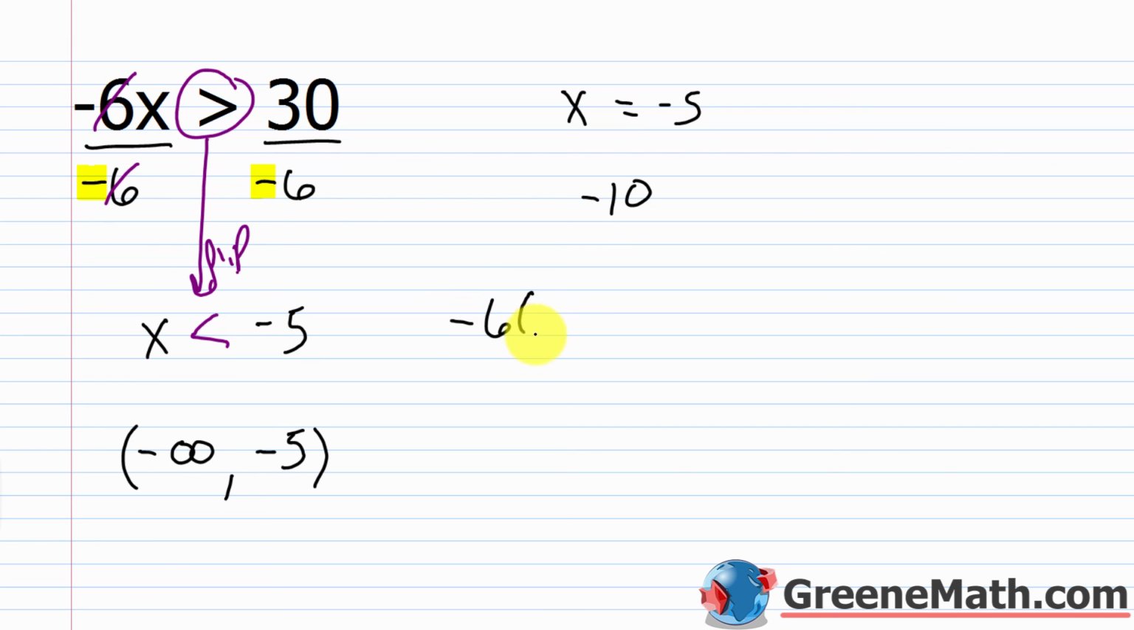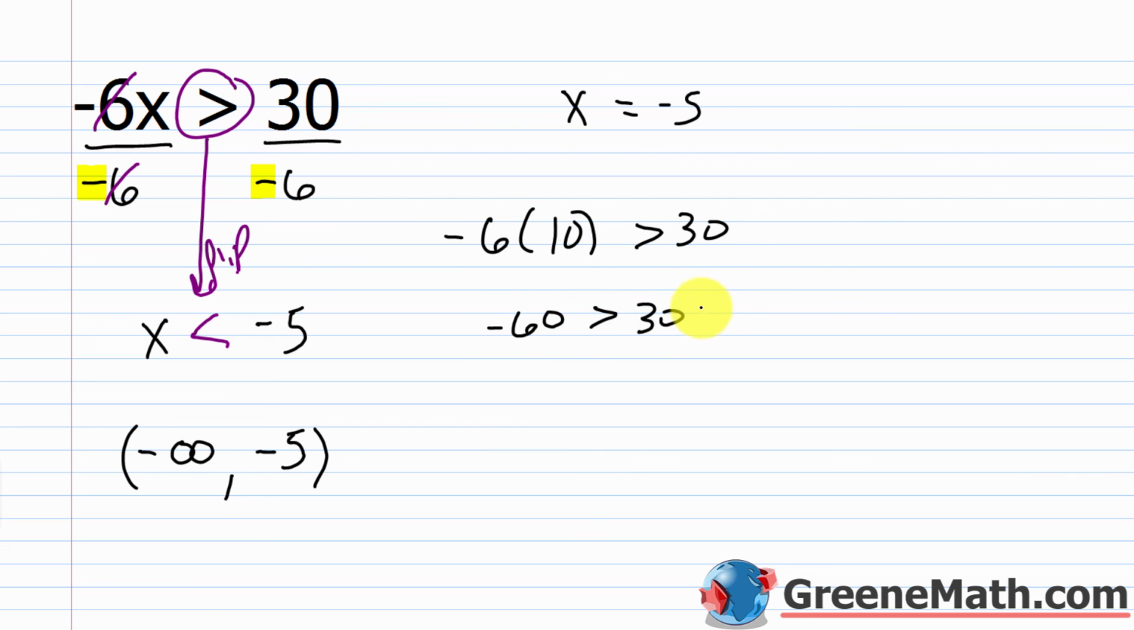So -6 times -10 should be greater than 30. -6 times -10 is 60. That is greater than 30. That's true. So that works out. That's exactly what we wanted. So if I use something like +10, that should not be a solution. So I'd have -6 times 10 is greater than 30. -6 times 10 is -60. That's not greater than 30. That's false, right? So that's exactly what we want.